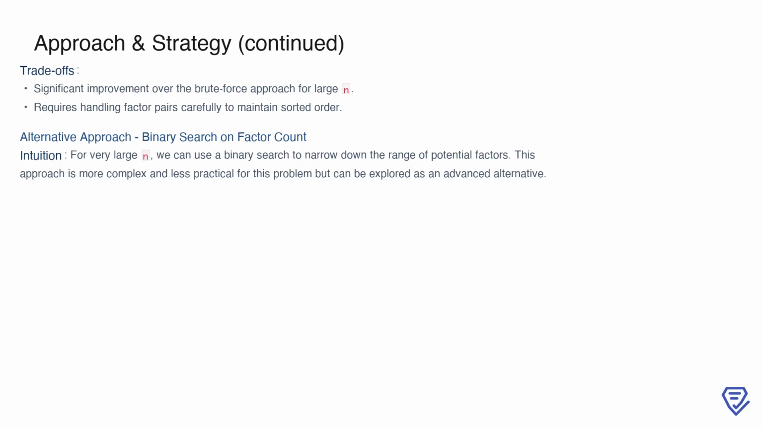However, care must be taken to correctly handle these pairs to ensure the factors remain in sorted order, especially when n is a perfect square. As an alternative, we could consider a more advanced strategy, binary search on the count of factors. The idea here is to narrow down the range of potential factors more efficiently. However, this method is complex and less practical for this particular problem, given the constraints and the relatively simpler solutions already available. While it's an interesting theoretical approach, its added complexity makes it less appealing in most cases.